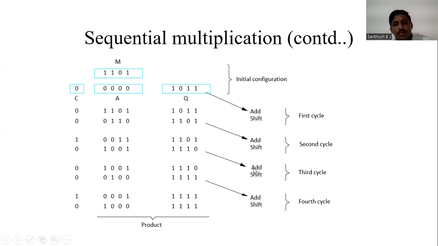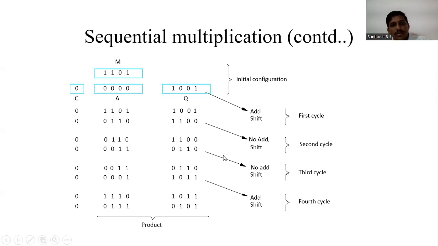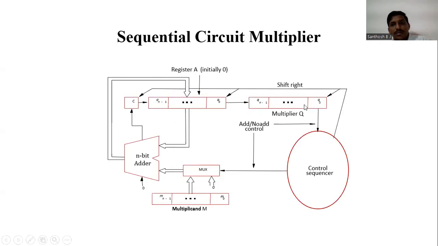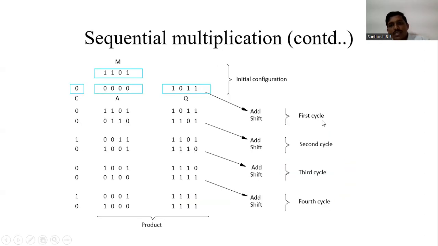Yes, here some mistakes. 1110, 0 will be here. So here, that is good. Sorry, here some little bit mistakes. So when the least significant bit is 0 in this diagram, and the least significant bit is 0 in the third cycle, that we compare with this 0. Least significant bit is 0, that is nothing but no add, guys.